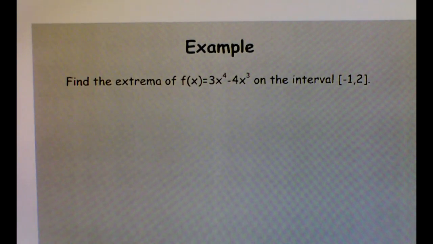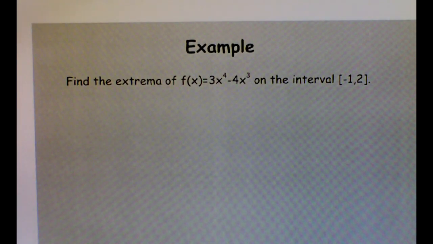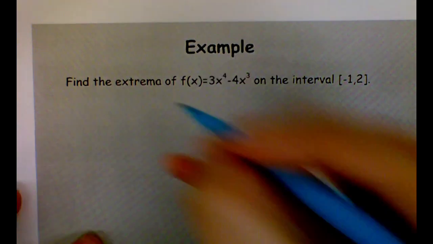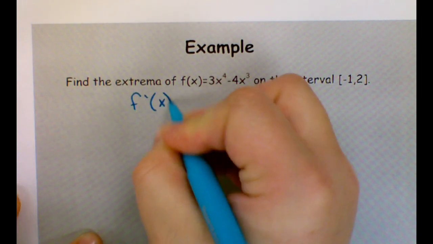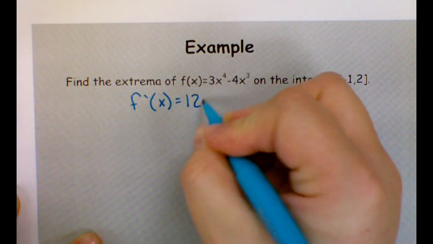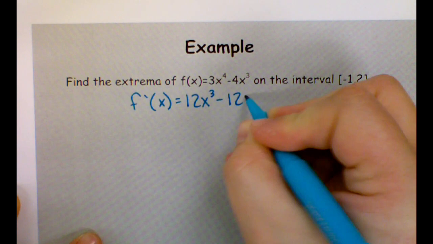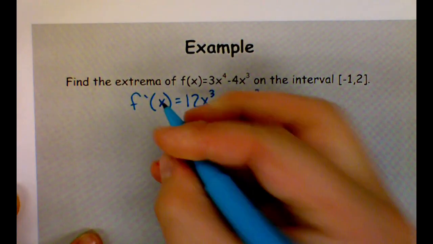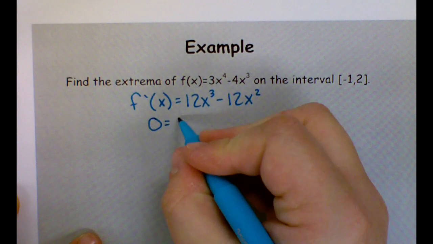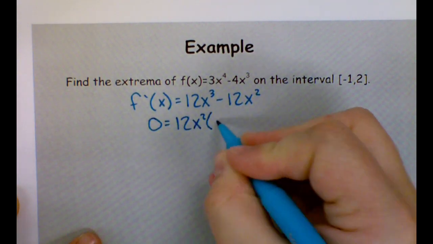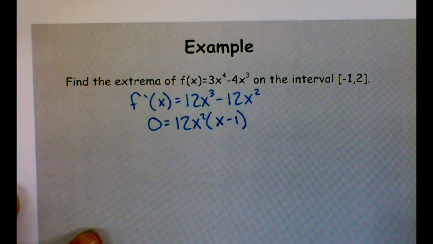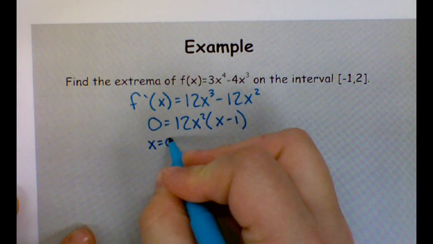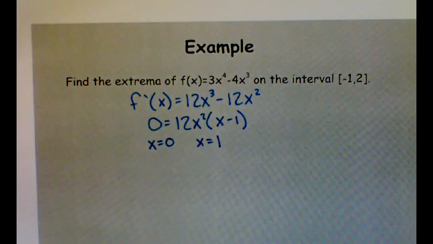I want the extrema of this function on the interval -1 to 2. Well, extrema can only occur at the critical numbers. The critical numbers are when the derivative is equal to 0, so we need the derivative. The derivative here is 12x cubed minus 12x squared. This exists everywhere. It's continuous. So set equal to 0. I'm also going to factor out a 12x squared. Leaves me with x minus 1. So my solutions are x equals 0 and x equals 1.